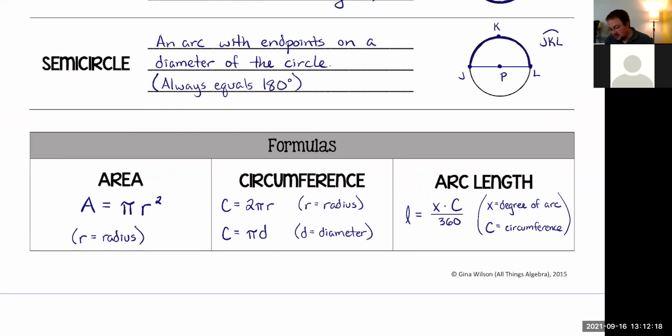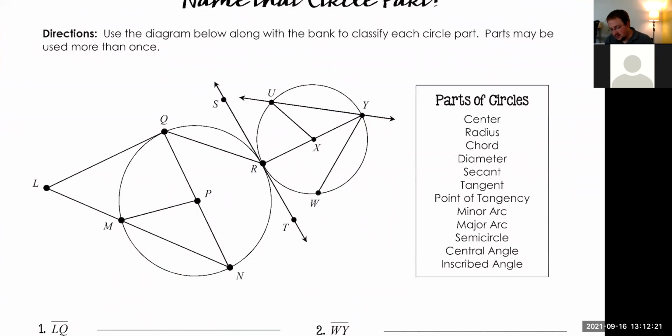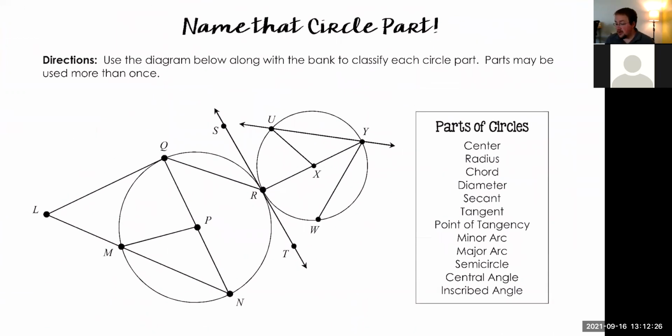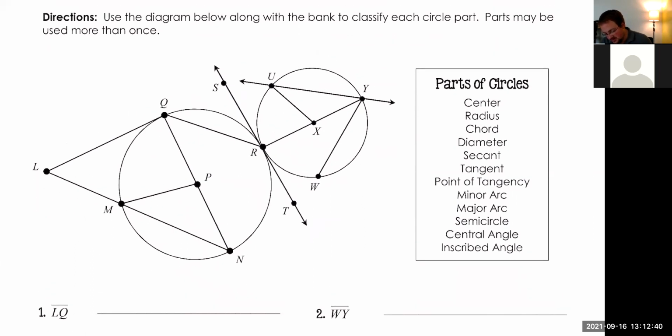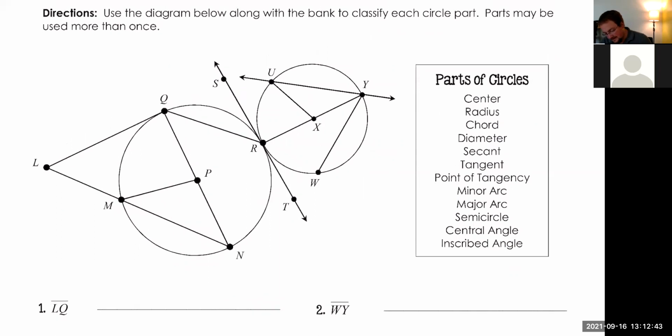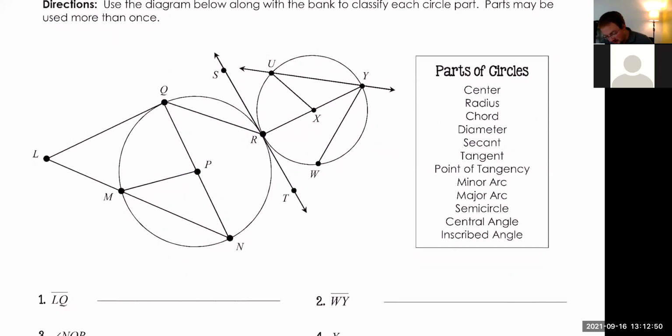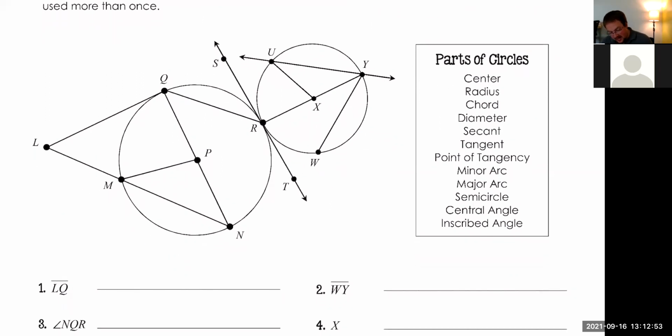So the next page, just an opportunity to name some different parts here. We're going to name different parts based off of the parts of the circle listed there for us, or from the definitions we just previously wrote down, to classify what we have. So I don't know how to do this seamlessly. The video is going to be a little bit spotty here because it's going to be a lot of back and forth. First one on our list, LQ.